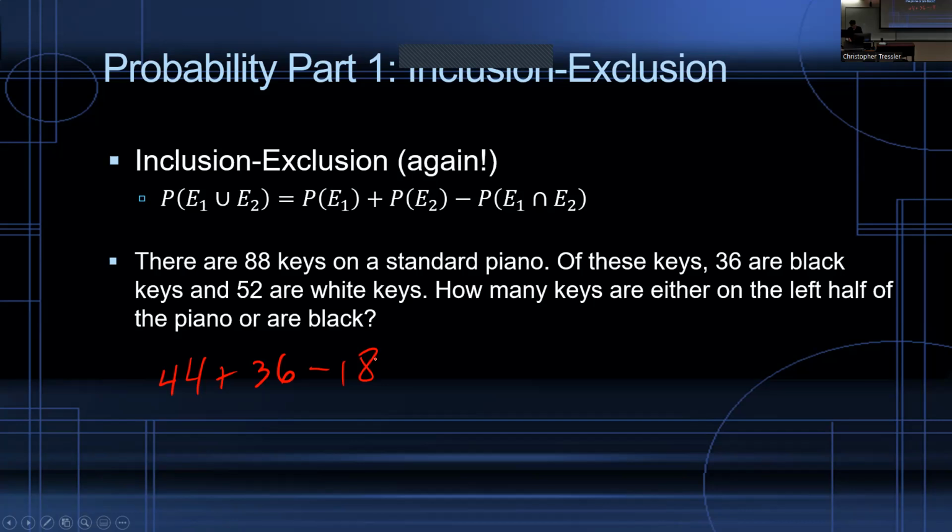We get 62 keys. Now, let's say instead of asking how many, the question were to say, what is the probability? So we're going to do 44 over 88, plus 36 over 88, minus 18 over 88.